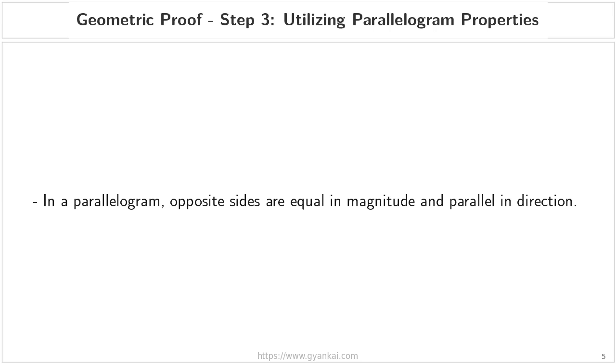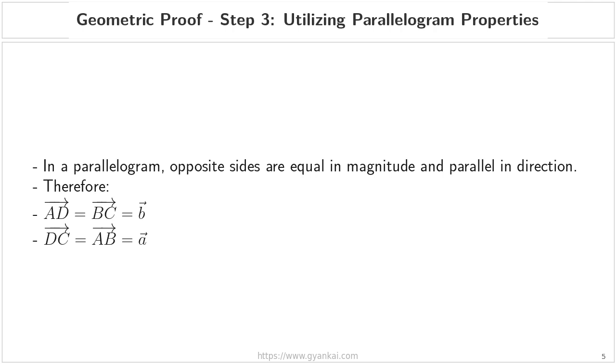Geometric proof. Step 3. Utilizing parallelogram properties. Now, to move forward with our proof, we need to look at the fundamental properties of the parallelogram we set up in the previous slide. One of the defining characteristics of a parallelogram is that its opposite sides are both equal in magnitude and parallel in direction. This is a crucial piece of information for our geometric argument.